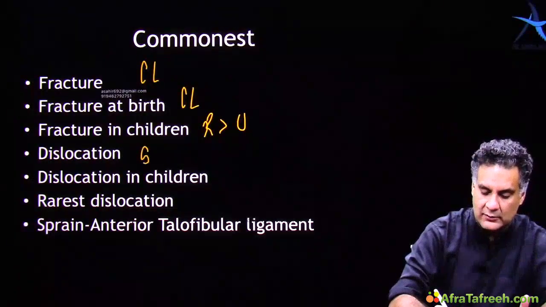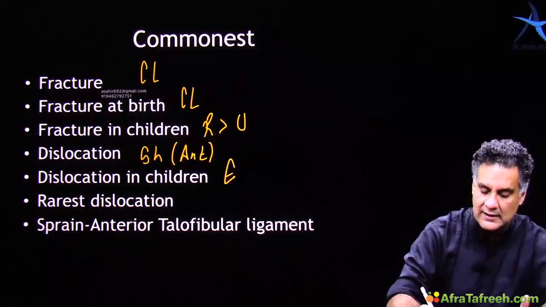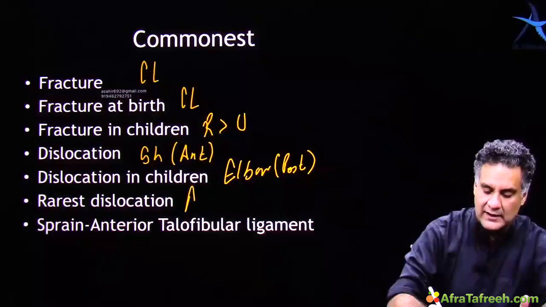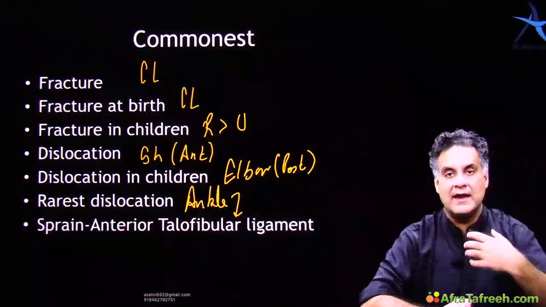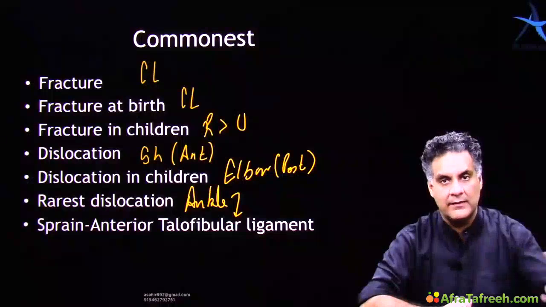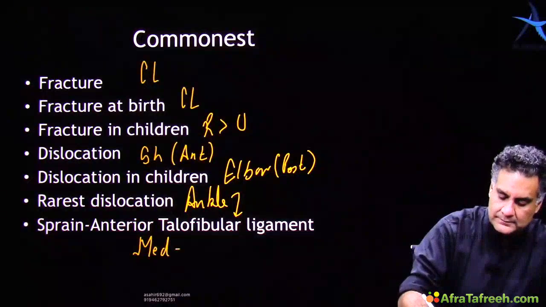Most common joint to dislocate, shoulder anteriorly. In children, elbow posteriorly. Rarest to dislocate, ankle. And since ankle is the rarest joint to dislocate, it is the commonest area where the ligamentous injuries occur, anterior talofibular ligament. And on the medial side of the ankle, you will have deltoid ligament.